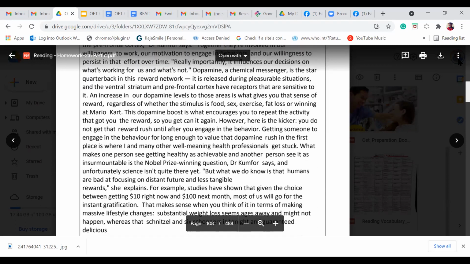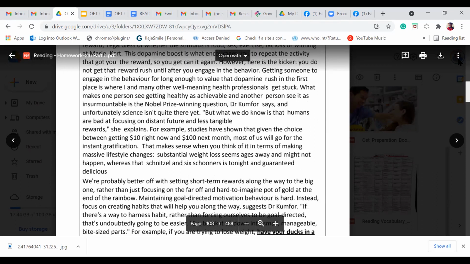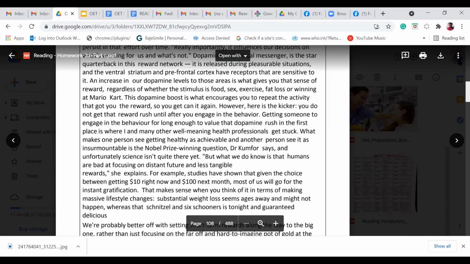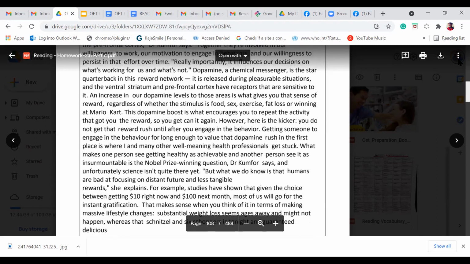Where does your third paragraph start from? Like I said, the write-up, maybe because it's a PDF and all that, is not structured properly into paragraphs. But let's look at where we stopped the other time and just scan through until you get to where you're looking for. This dopamine boost is what encourages you to repeat the activity that got the reward. So you can get it again, but there is a catch if you do not get the reward.